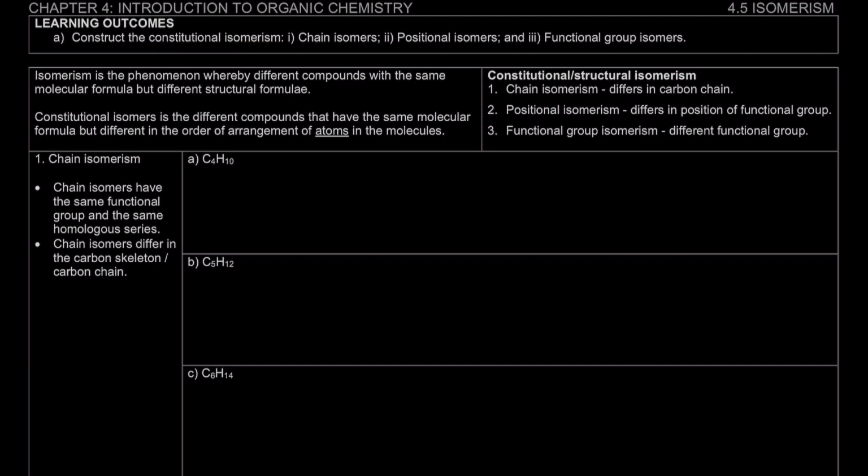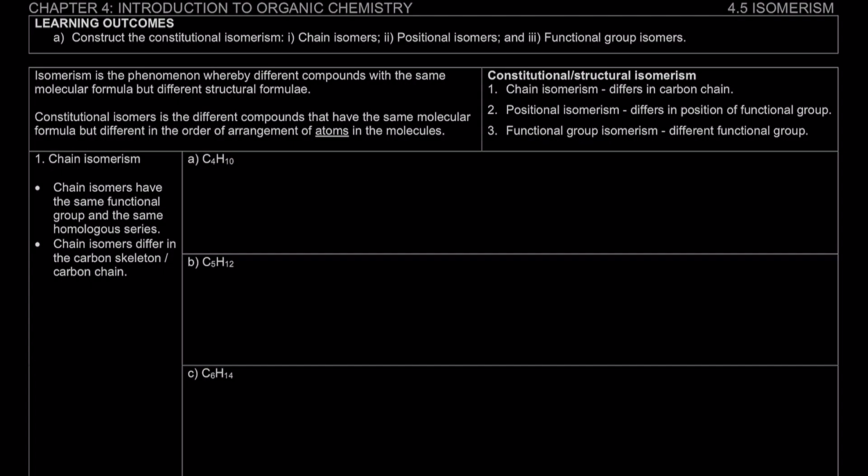So constitutional isomers are different compounds with the same molecular formula but different in the order of arrangement of atoms in the molecules. Okay, so later on we're going to draw, and then I'm going to go back to the definition itself so that it will be clearer to you. The constitutional, or the other name for it, structural isomer, is divided into three. We have chain, we have positional, and we have functional group isomerism.